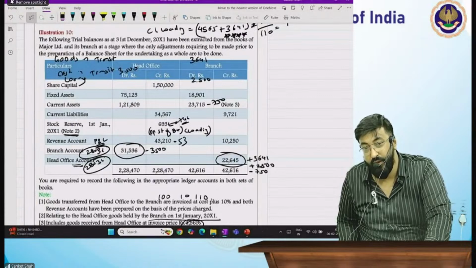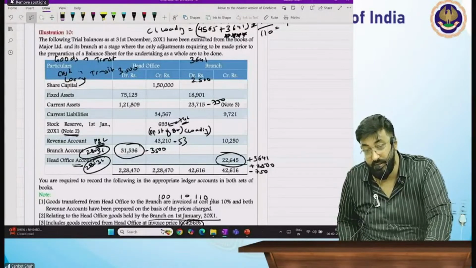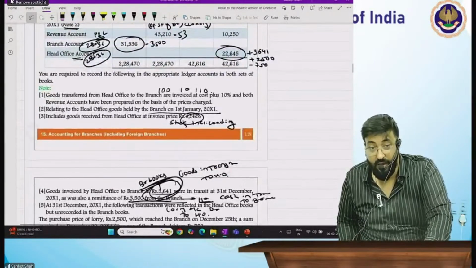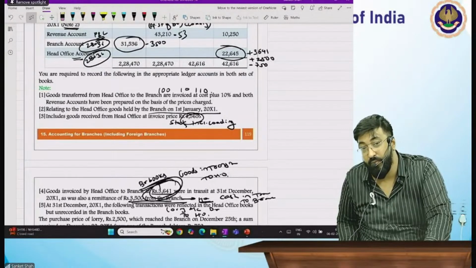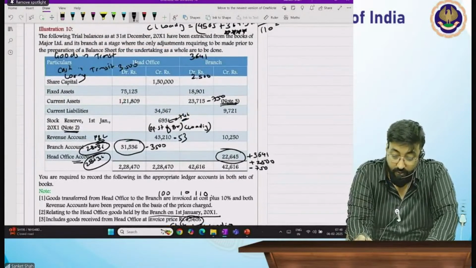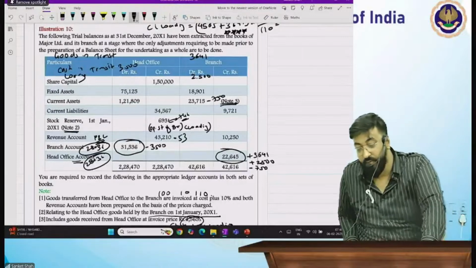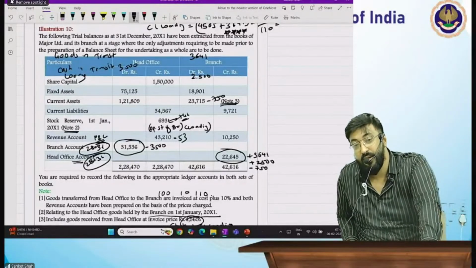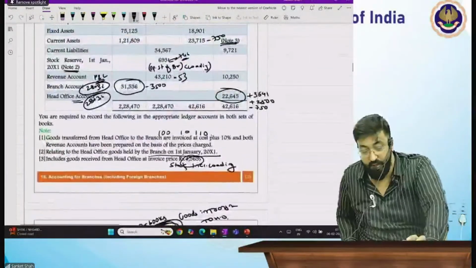Stock reserve account, we are going to record 746. Now Hardik is asking me, sir, goods received from head office at invoice price, how did I understand this? Here it is written Note 3, for current assets, and current assets stock is given in the question, that is the Note 3 adjustment. So notes 1, 2, 3 are given.